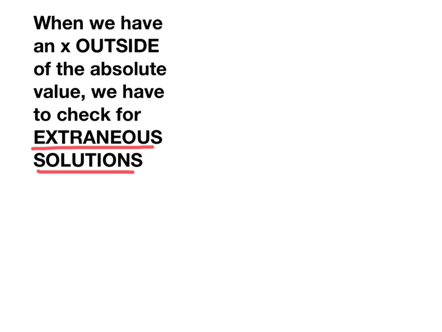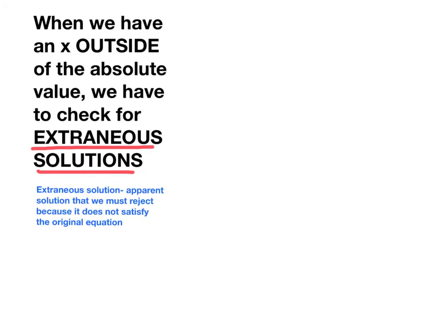Okay, when we have an x outside of the absolute value, we have to check for extraneous solutions. An extraneous solution is an apparent solution that we have to reject because it doesn't satisfy the original equation. And I think you'll see that in an example here. So let's just jump right into that.